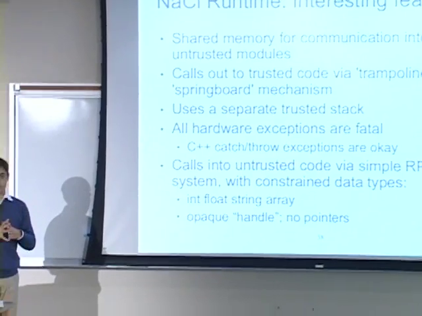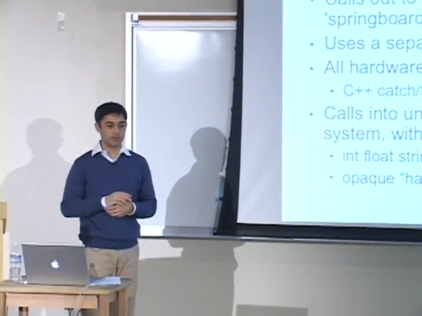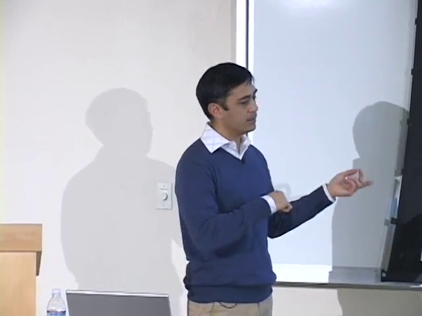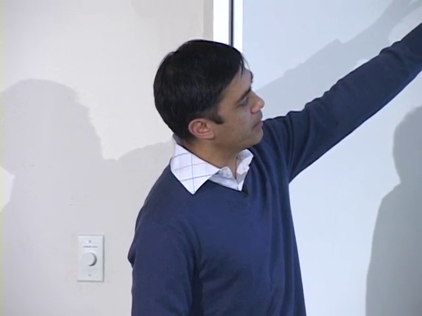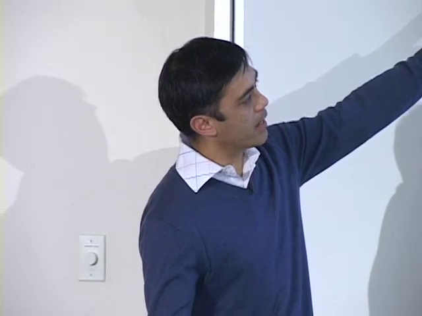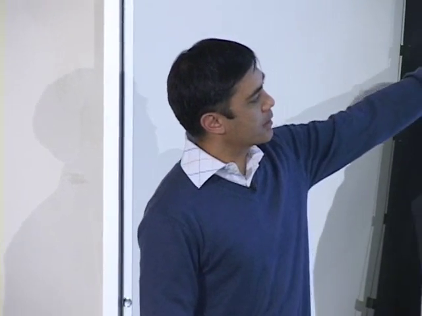There are some instructions to make the rest of the address space visible. There's a stack switch. And then eventually, deeper into the trusted runtime, it'll be copying arguments from the untrusted stack onto the trusted stack and that sort of thing. So that's our trampoline, which is calling out from untrusted code, and then the springboard mechanism is the way that you get back. All hardware exceptions are fatal.